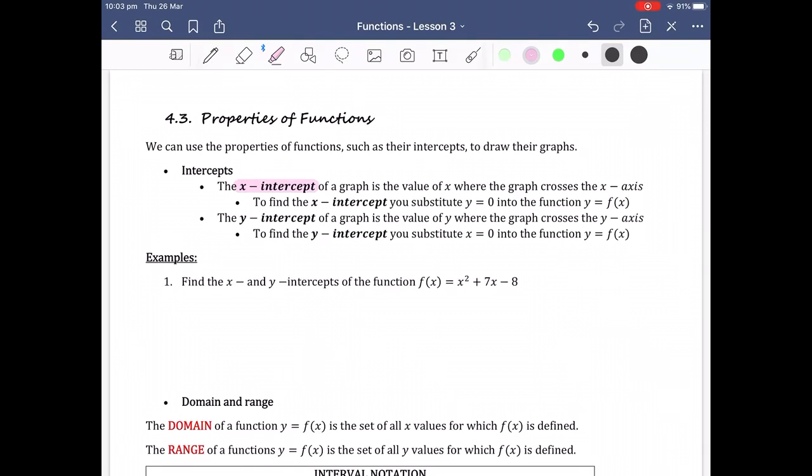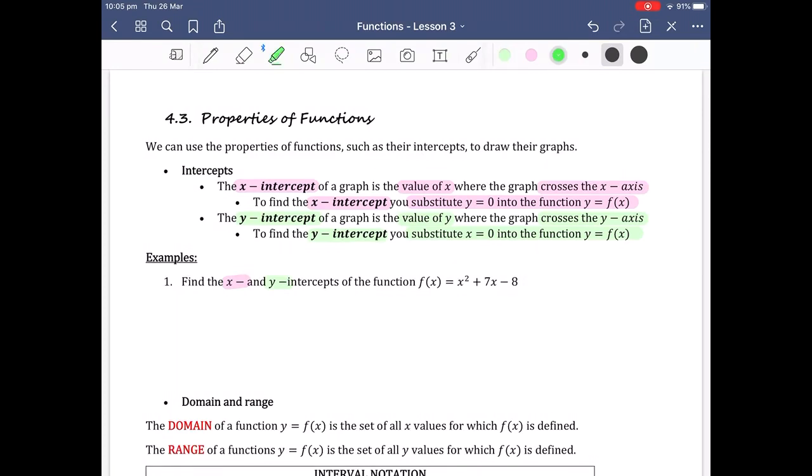The x-intercept of a graph is the value of x where the graph crosses the x-axis. And so to find the x-intercept, we substitute y equals 0 into the function y equals f(x). Then we also have the y-intercept of a graph, which is the value of y where the graph crosses the y-axis. So to find the y-intercept, we substitute x equals 0 into the function y equals f(x).